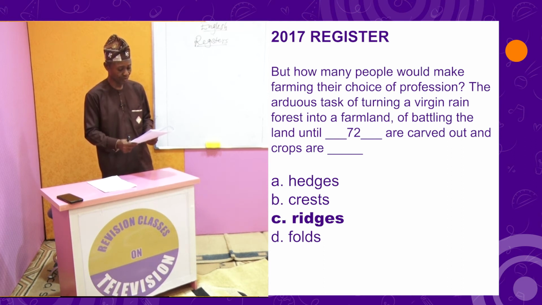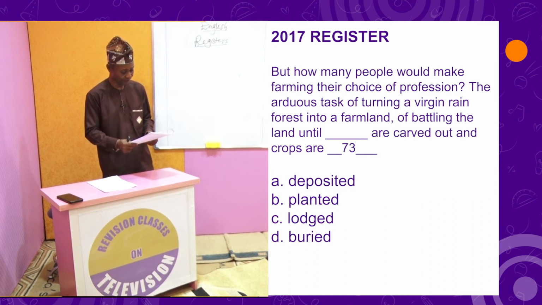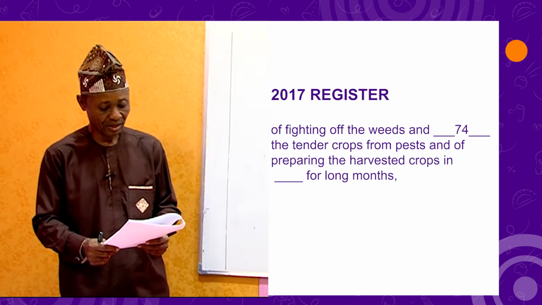question number 72. The options we have for question number 73 are A, deposited, B, planted, C, lodged, D, buried. Option B, which is planted, is the accurate answer to that question. Now we go on.